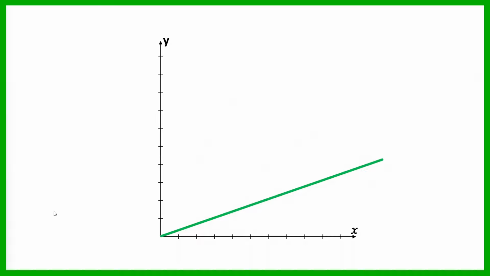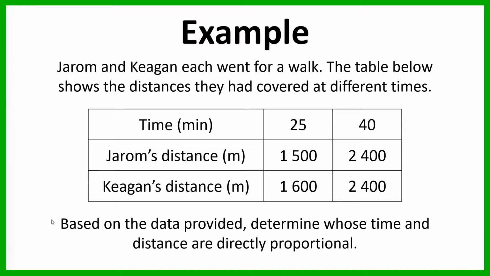Okay, so let's have a look at an example. In this example, Jerem and Keegan each went for a walk. The table below shows the distance they had covered at different times. So you can see over here, after 25 minutes, Jerem had covered a distance of 1,500 meters, and after 40 minutes, he had covered a distance of 2,400 meters. If we look at Keegan, then after 25 minutes, he had gone 1,600 meters, and after 40 minutes, he had also gone 2,400 meters. Okay, so using the data that's been provided, we need to determine whose time and distance are directly proportional to each other.